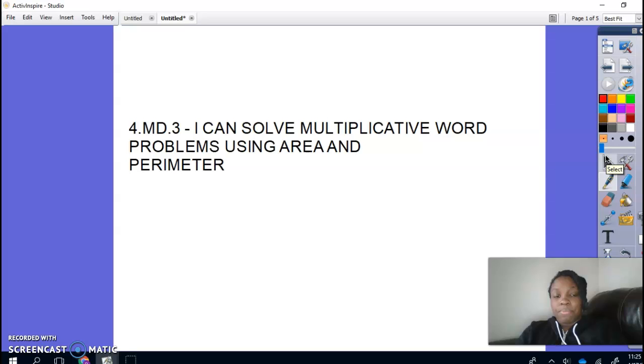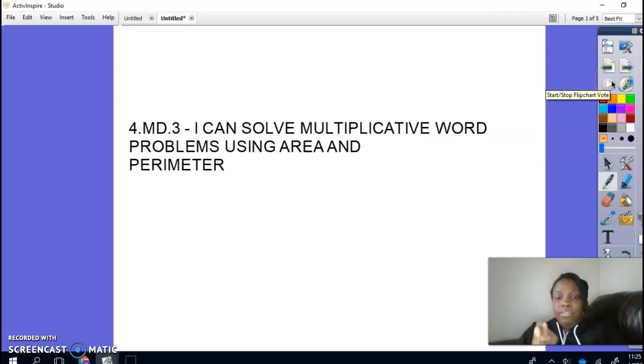So you should have paper and pencil to be prepared to jot down notes and solve the problems as I'm solving it on my screen. So make sure you're ready to start with these word problems with area and perimeter.